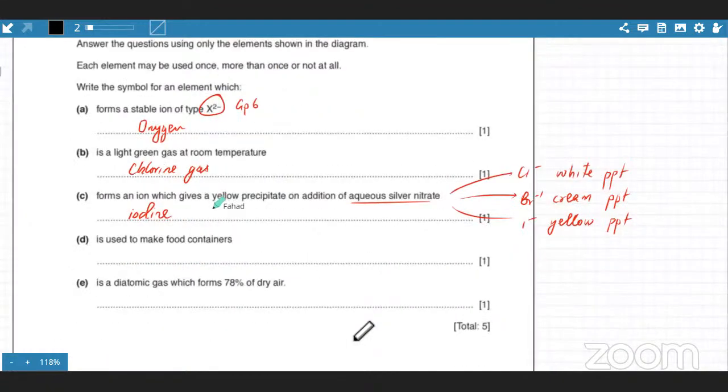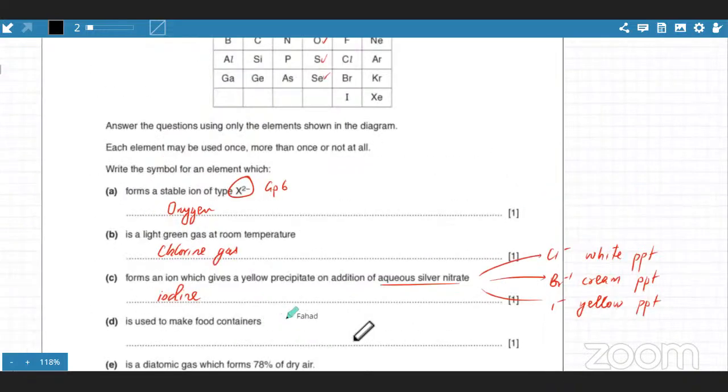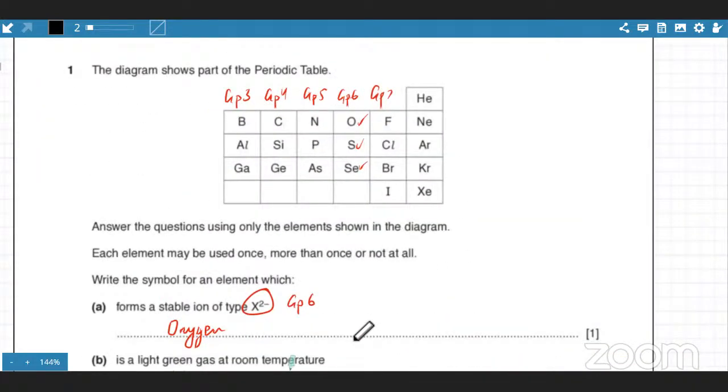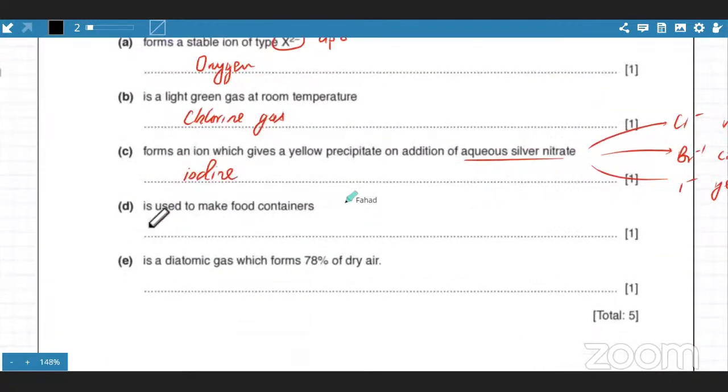Next one is used to make food containers. Food containers are supposed to be unreactive, so they're made from unreactive elements. Aluminium is one. Tin, there is no tin over here, but lots of food cans are made from tin as well. So I'm going to go with aluminium. Aluminium is a good food container. Lots of containers, your pots, pans, etc., are made from aluminium. It's an unreactive metal, so it's used to make food containers.